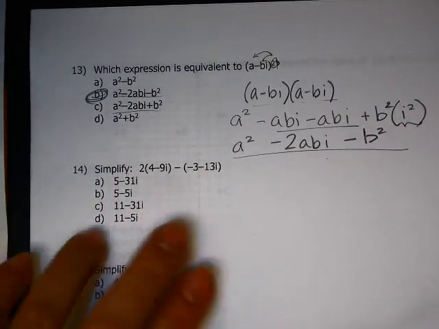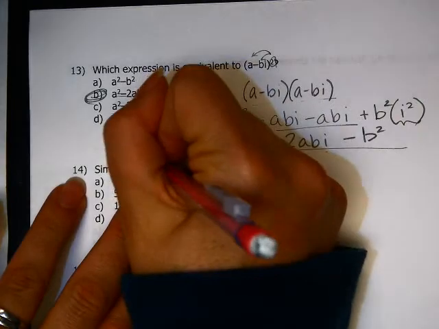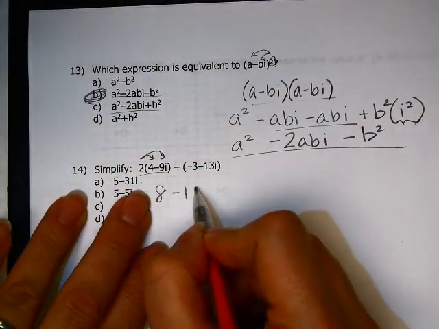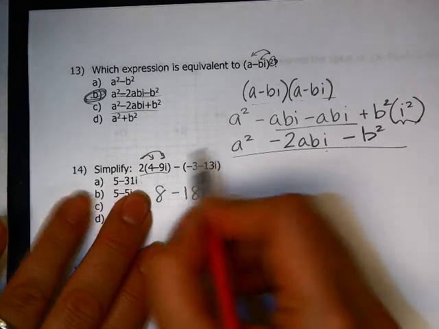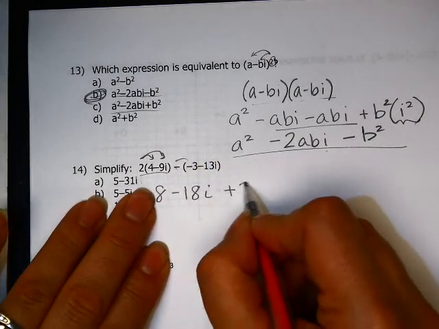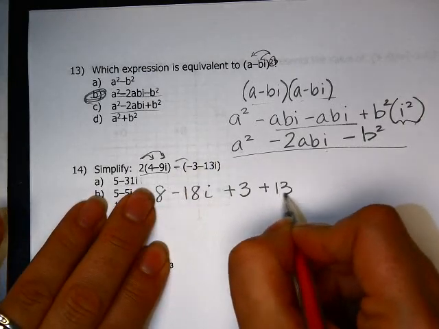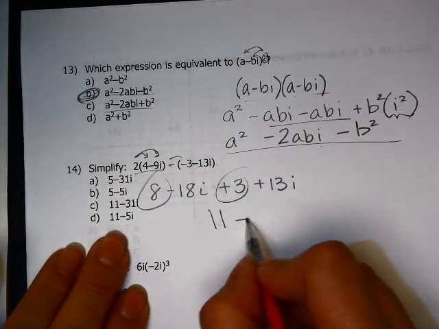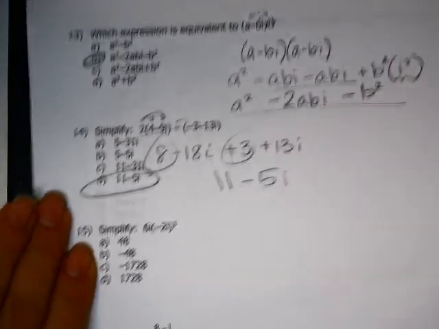This one here, though we have parentheses, it's really just a subtraction problem. So I need to distribute that, which gives me this. I need to distribute this, which gives me this. And then I just combine like terms. So I have a positive 11 and a negative 5i, which gives me D.